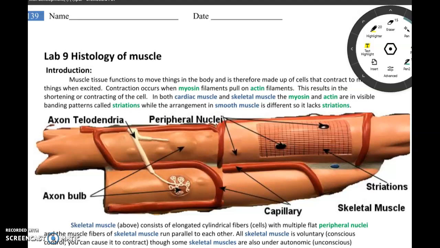So, today's lab, we are going to look at models of muscles and histology of muscles. I'm actually starting with the model of the skeletal muscle, and we're not going to look at this model, but it's in your lab book.